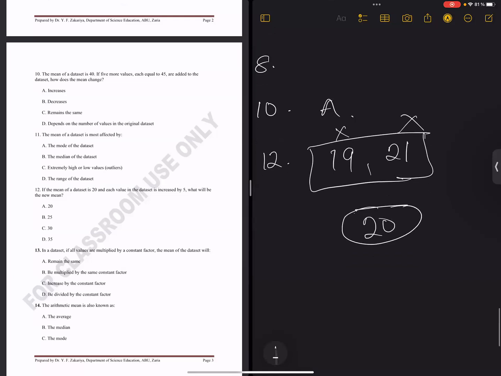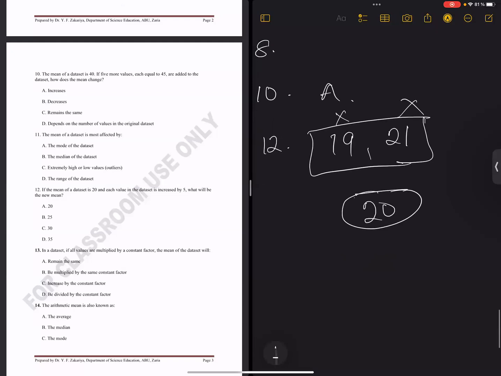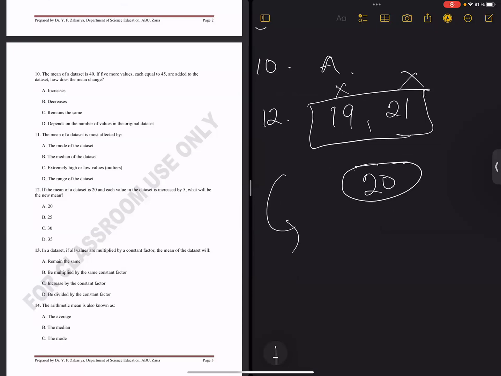Sir, I don't understand. You don't understand what? 19 plus 21, how does that become 20? You say 19 and 21. What is the mean of these two numbers? 20. You are agreeing with me that it's 20? I think he's trying to ask why we get the 19. The point I'm trying to explain is that because the mean is 20 does not mean each of the numbers is 20.